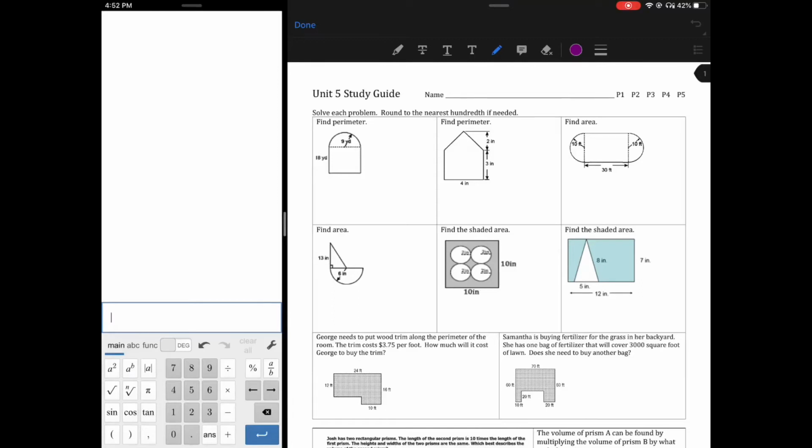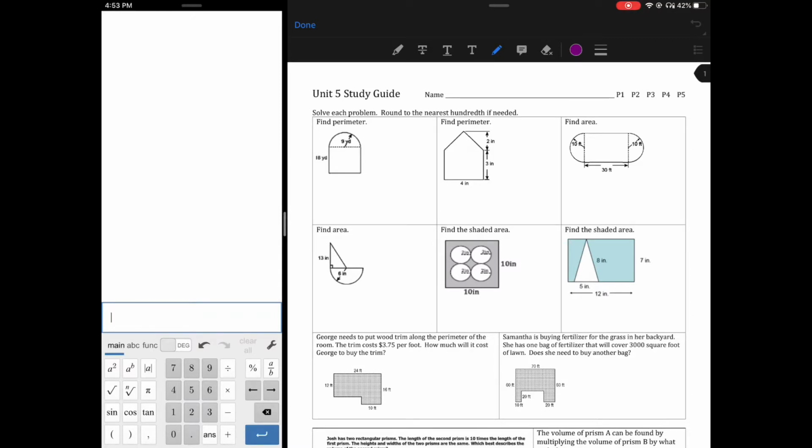In this video, we're going to take a look at Unit 5 and the study guide that went along with it. If you don't remember what Unit 5 is, it was basically when we had that formula sheet and we were using it to solve for surface area, volume, perimeter, the area of composite figures, all of those things.